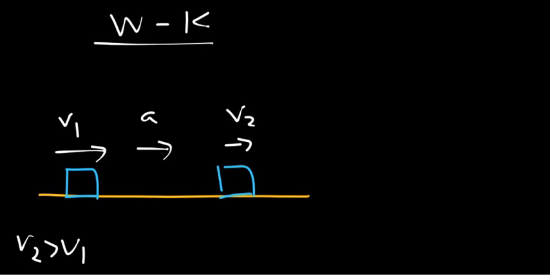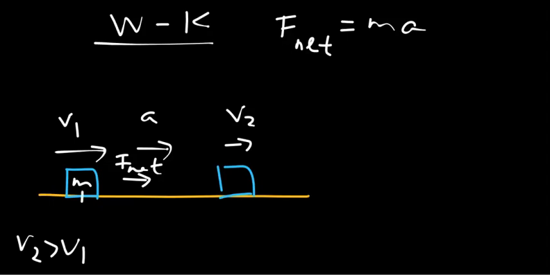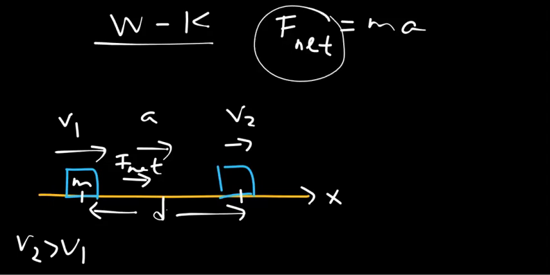If it is accelerating to the right, there must be a net force acting on this object as well. That's from Newton's second law. So net force on this object equals its mass, say m, times that acceleration. Let's also assume the object is displaced by a distance d along the, say, x-axis. We mentioned that the net force is constant. At least that is the case that we are considering in this video. So that means the acceleration is constant. So we are dealing with kinematics.